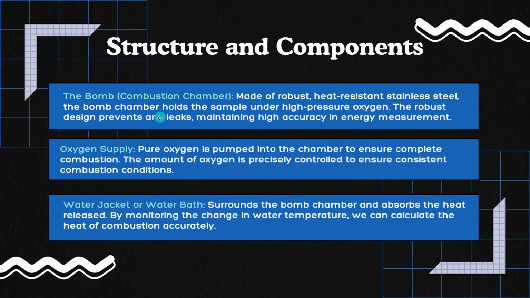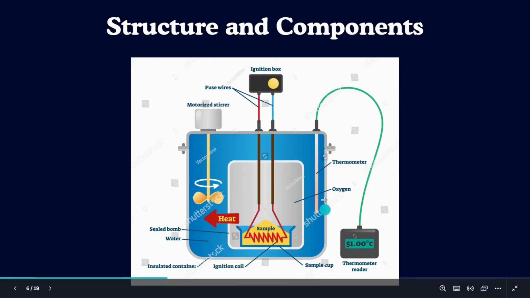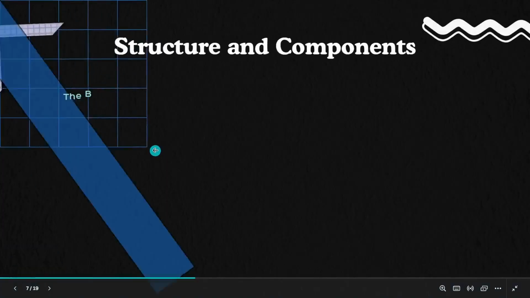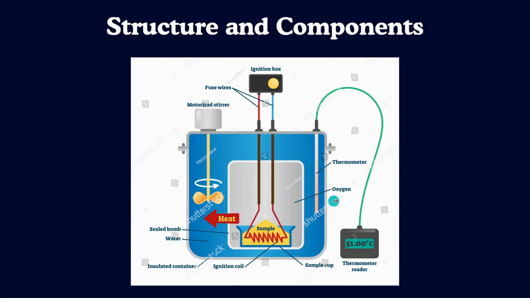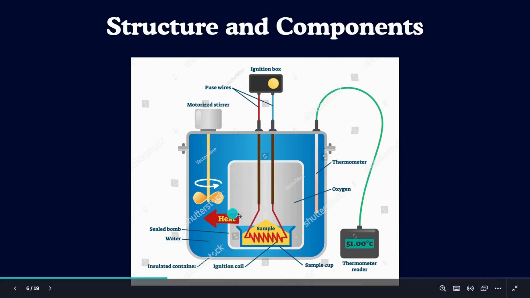Talking about the bomb or the combustion chamber, it is made of robust, heat resistant stainless steel. The bomb chamber holds the sample under high pressure oxygen. The robust design prevents any leaks, maintaining high accuracy in energy measurement. This is the bomb. Oxygen supply: pure oxygen is pumped into the chamber to ensure complete combustion. The amount of oxygen is precisely controlled to ensure consistent combustion conditions. Inside this bomb, there is oxygen.